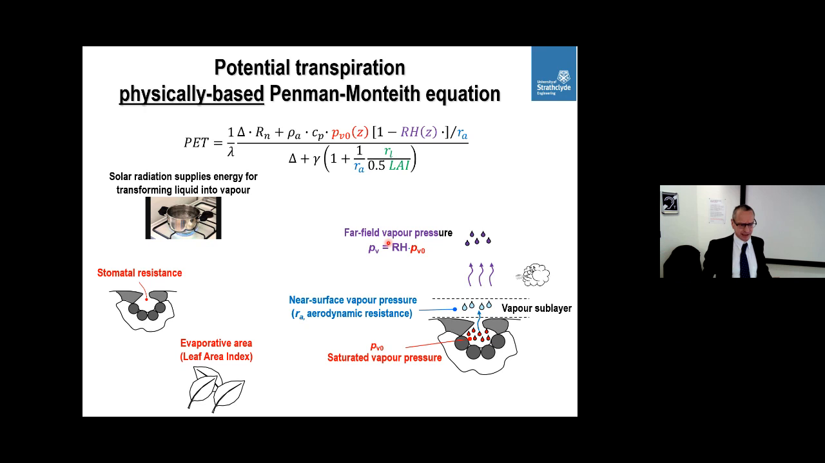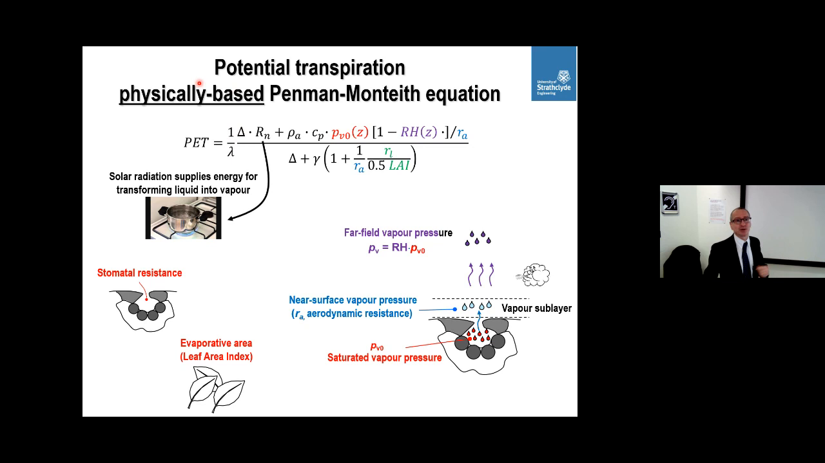So you need energy. You need to supply energy for the latent heat of evaporation. In order to transform liquid water into vapor, you need to supply energy. So it's not surprising that you have the solar radiation here. That's the source of energy, and that's the reason why it is called energy limited.